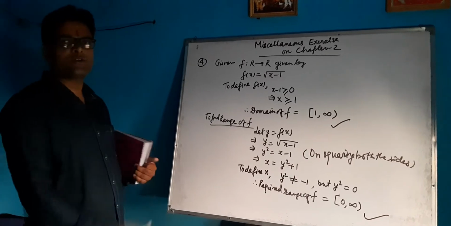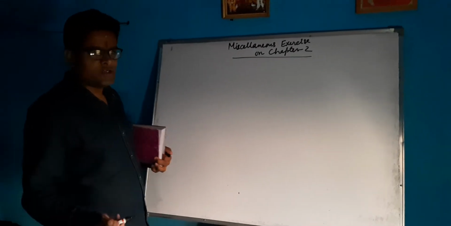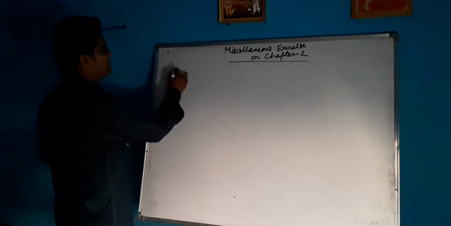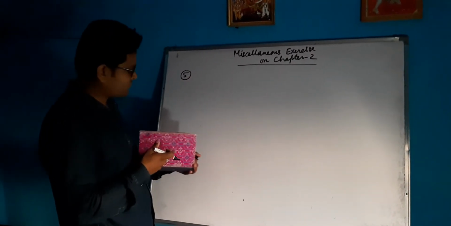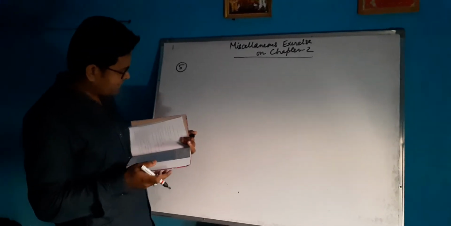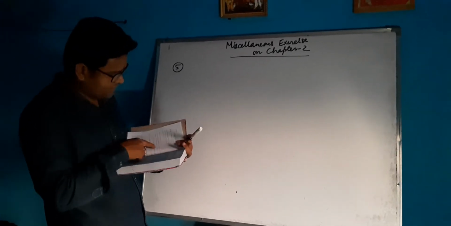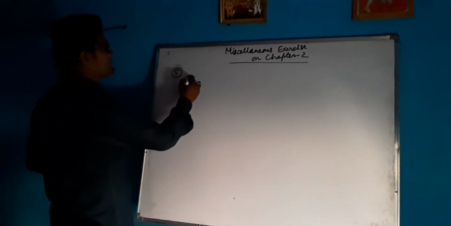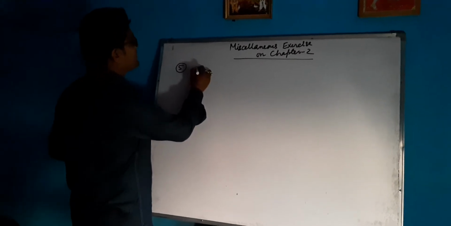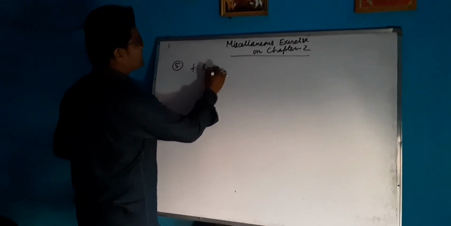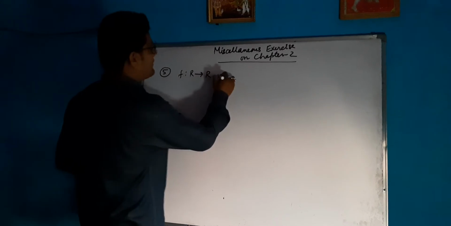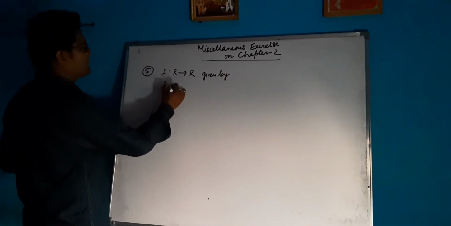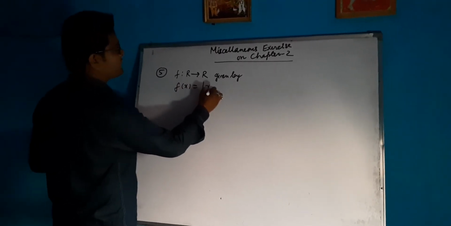Next question I am going to discuss. Now see everyone, next question number 5 from the same miscellaneous exercise for chapter 2. Find the domain and range of the real function f defined by f of x is equal to modulus of x minus 1. Real function f means f is a function from R to R given by f of x is equal to modulus of x minus 1.